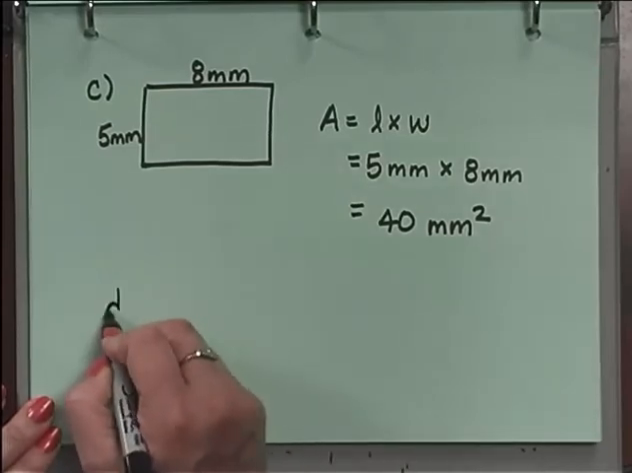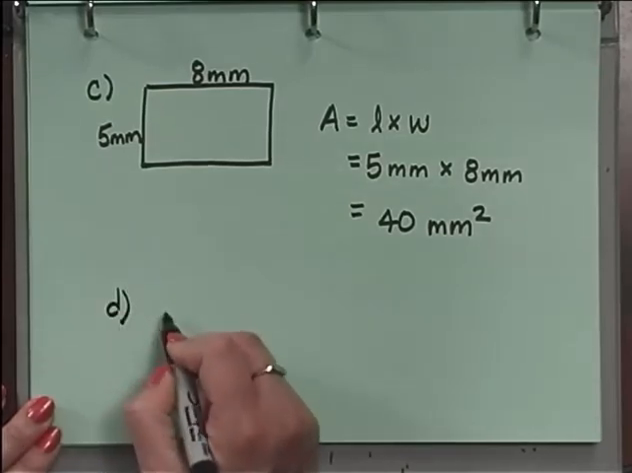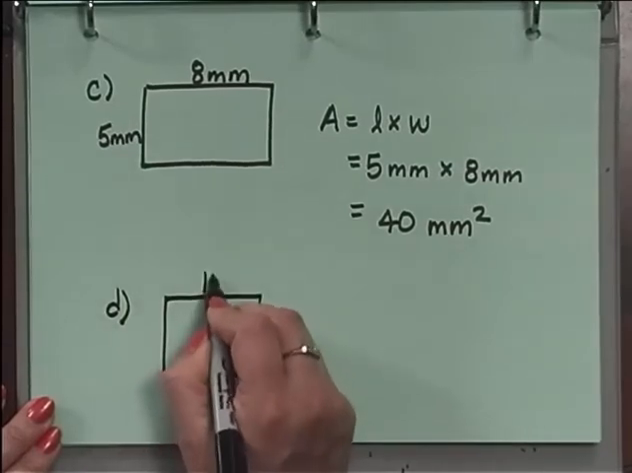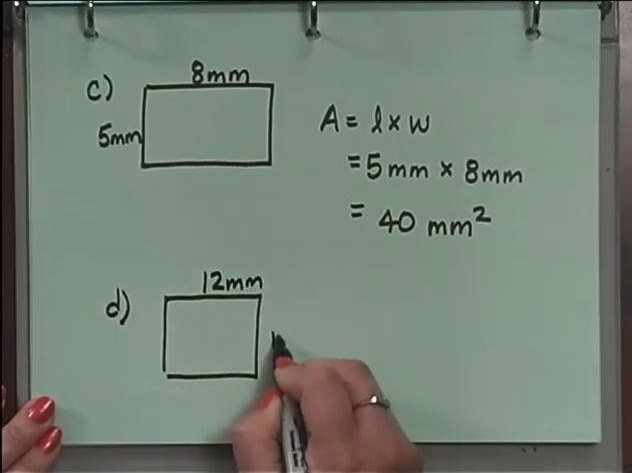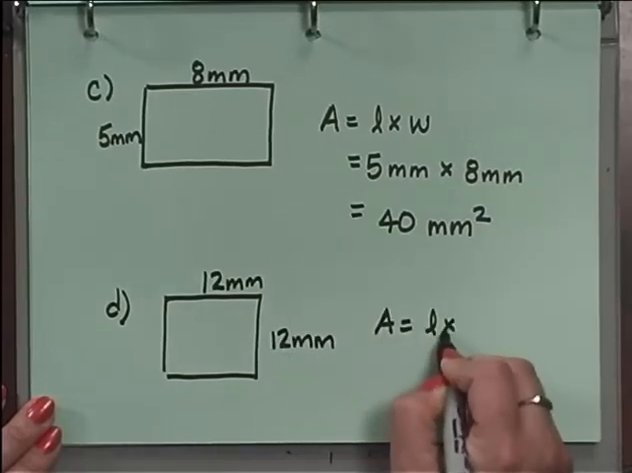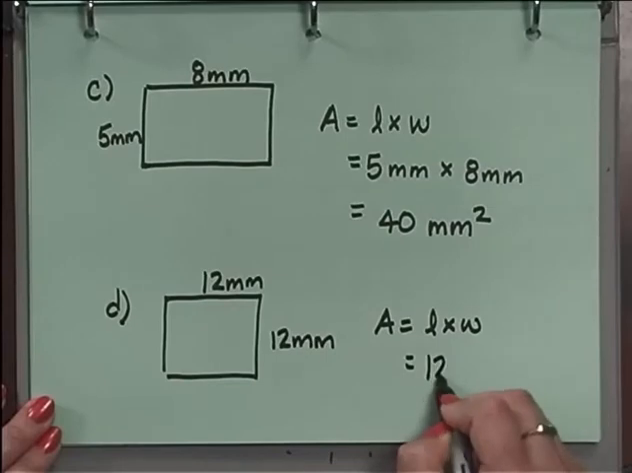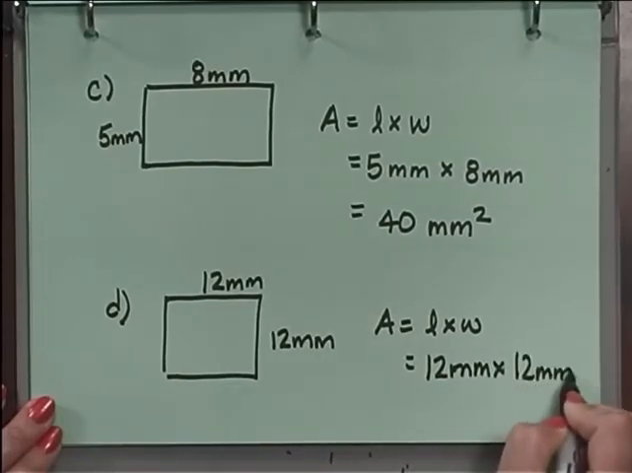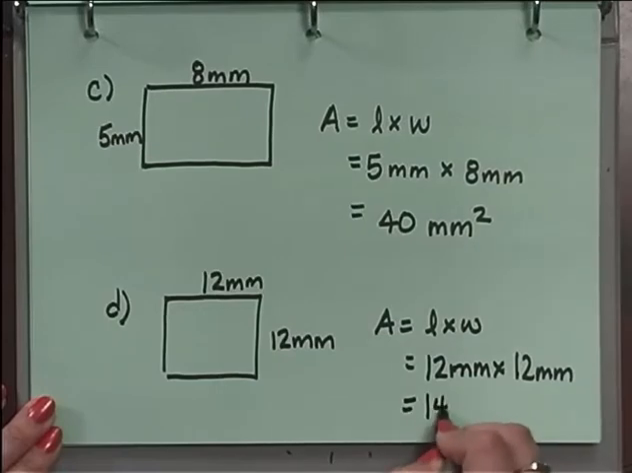Okay, problem D. For problem D, we're given a square that is 12 millimeters by 12 millimeters. So again, area is found by doing length times width, which in this case is going to be 12 times 12. 12 times 12 is 144. So this is 144 square millimeters.